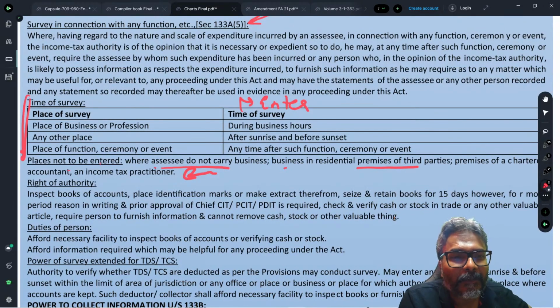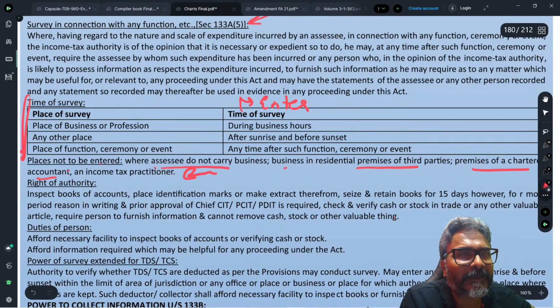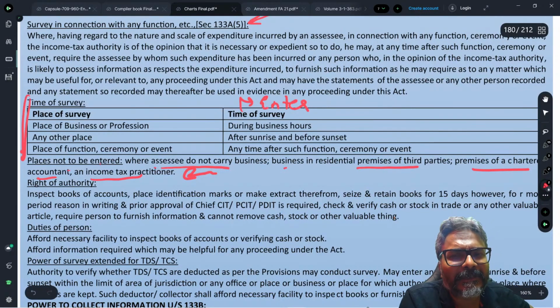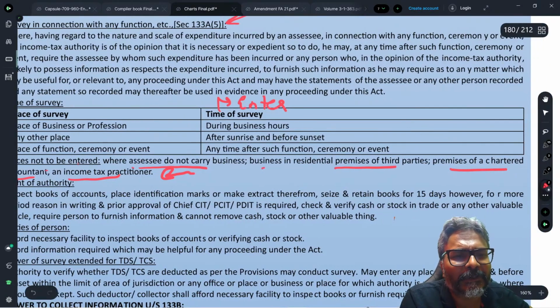Okay. What about the premises of the CA, students? Whether you can do the survey in the premises of a CA or income tax practitioner, I have told you the answer is no. You cannot do the survey in the premises of the CA or the income tax practitioner. But in which particular case did I tell you that the survey can be undertaken? Did you all get this one?